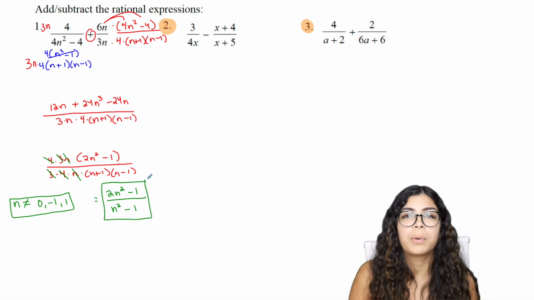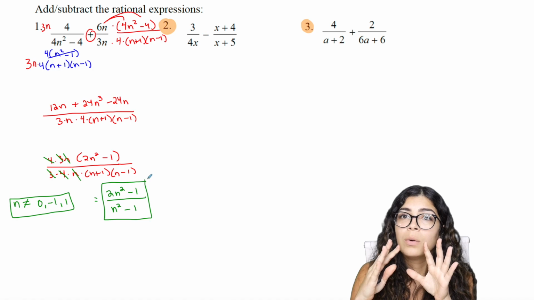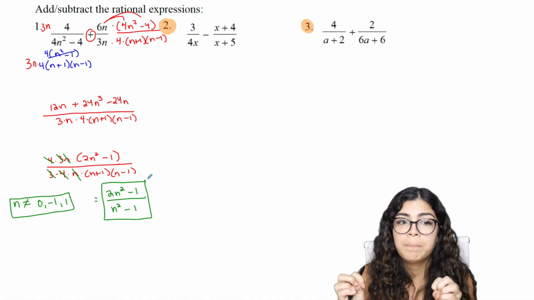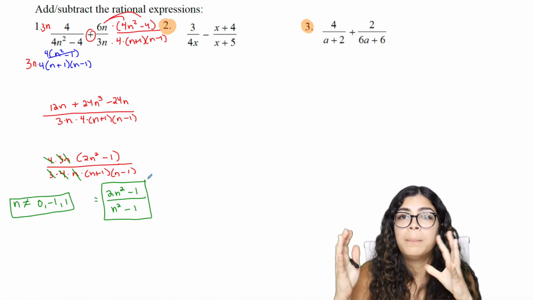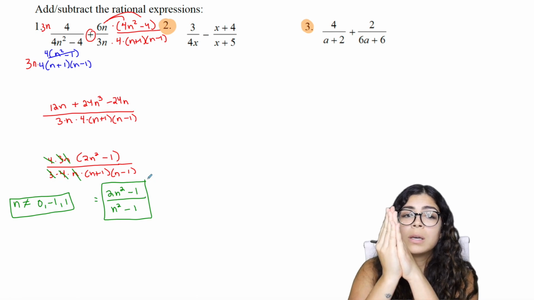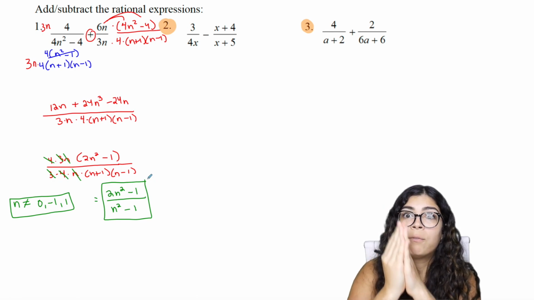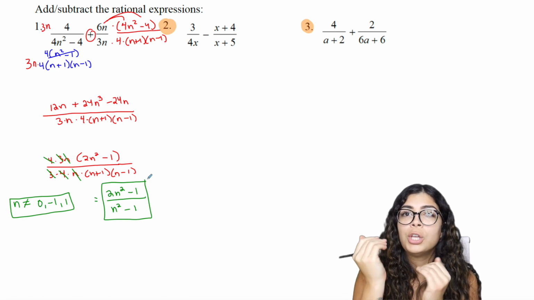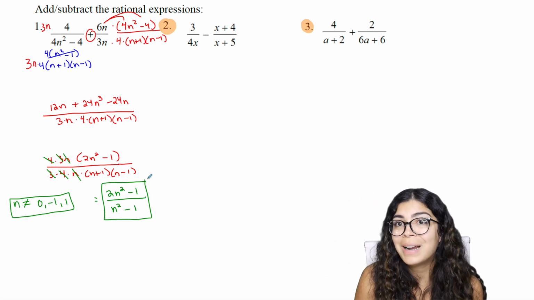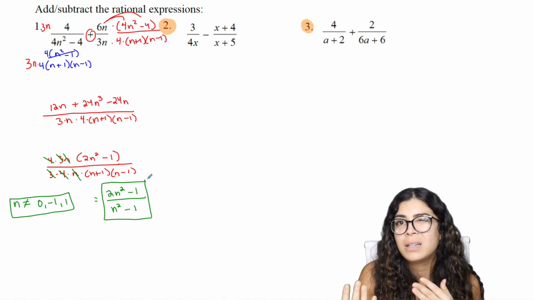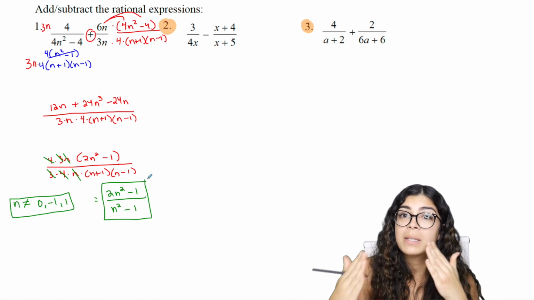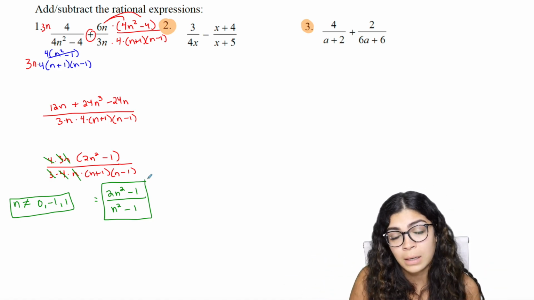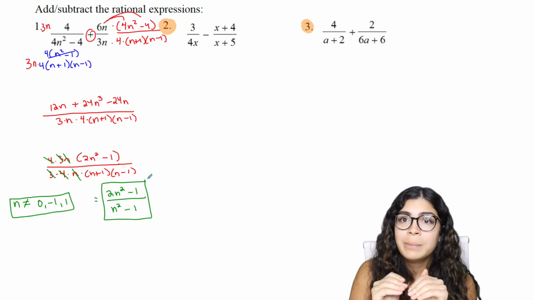So always remember the process is first, get the denominators to be the same so that you can combine the numerators and have one fraction. Then once you have that one fraction, you factor the numerator. The denominator will already be factored because you needed to factor it to see what factors were missing so that you could multiply and get the denominators to be the same. So leave the denominator factored.